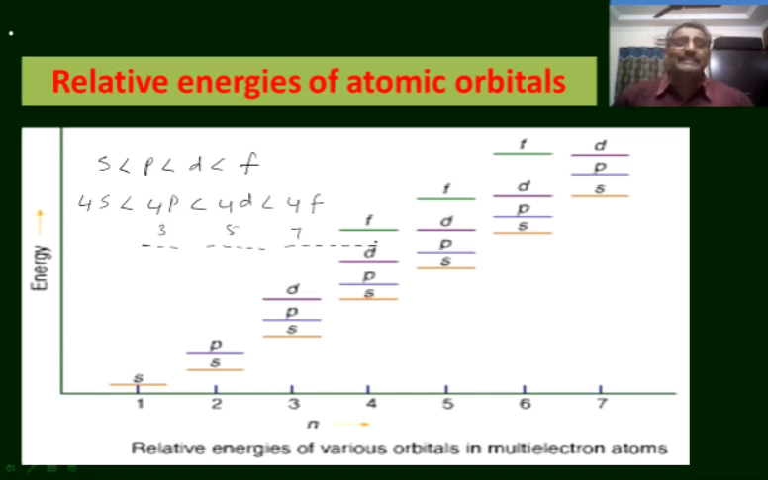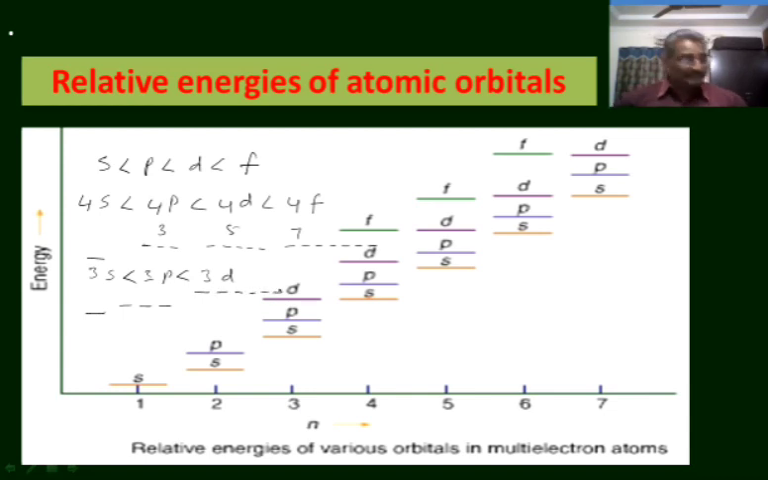In the same way, in the third main energy level, only 3s, 3p, and 3d orbitals exist. The energy of 3s is less than 3p, and the energy of 3p is less than 3d. Here also, the energy of 3s is less, and the energy of 3p is a little higher. All the three p orbitals possess the same amount of energy, and the 5 d orbitals possess the same amount of energy.